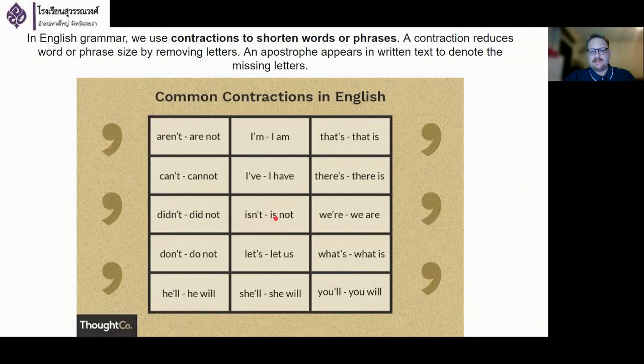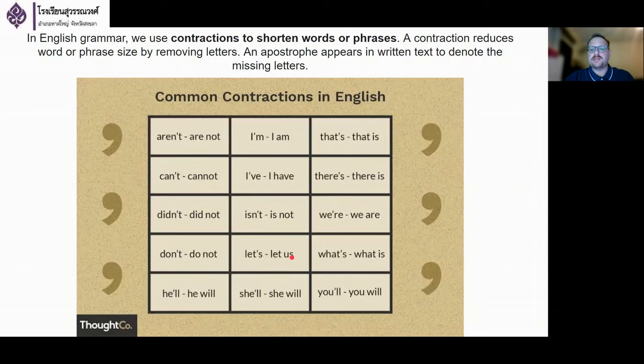Isn't is not. Is not is two words. Isn't is one word that is a contraction that combined two words. You have one word and another word, and then the apostrophe put it together. Isn't, I-S-N apostrophe T. It used to be is not.